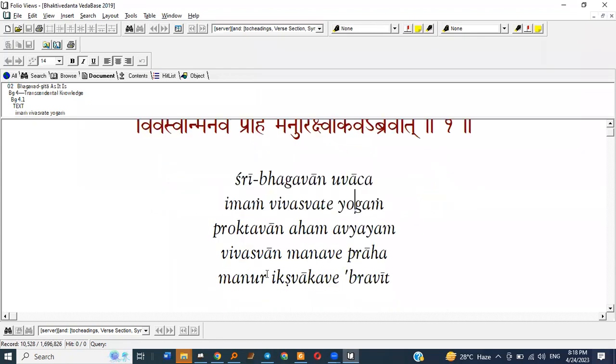For example, it says Manur Ikshvakave Bravit. Now let us talk about this word Manur. What is the root word here of Manur? Anyone? What is the Prakriti? Manu? Yeah, it's Manu.